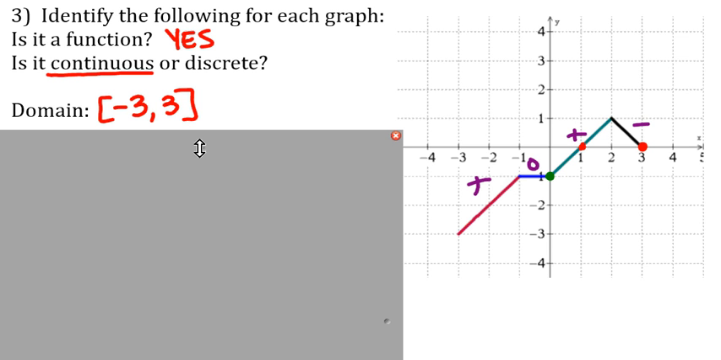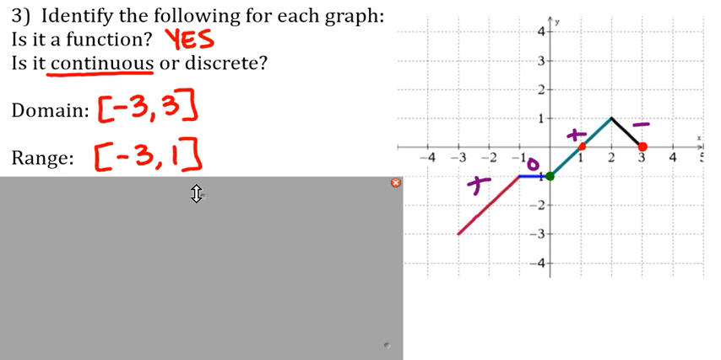The range, right, the lowest y value, output value is at -3. The highest is at 1. So I could do bracket -3, comma 1 bracket. Again, if you're doing inequality notation, y is greater than or equal to -3, but less than or equal to 1.